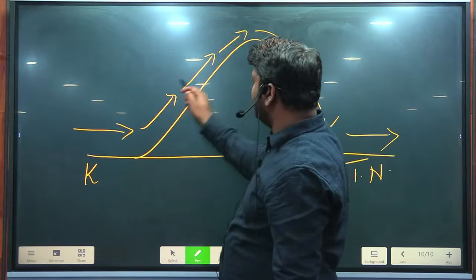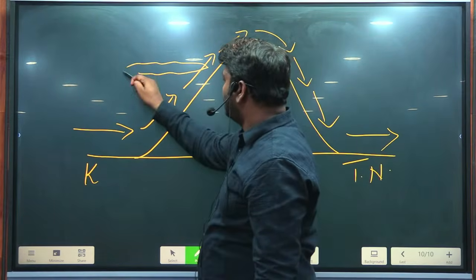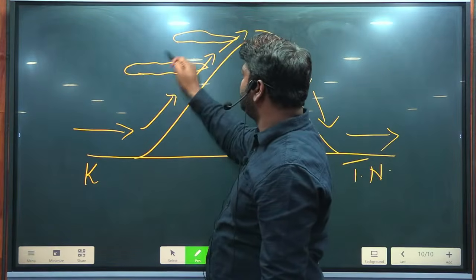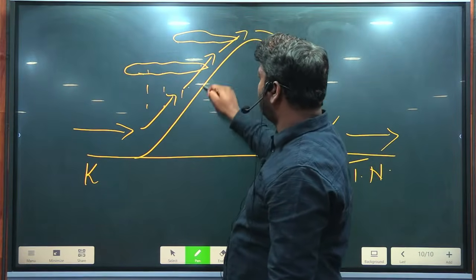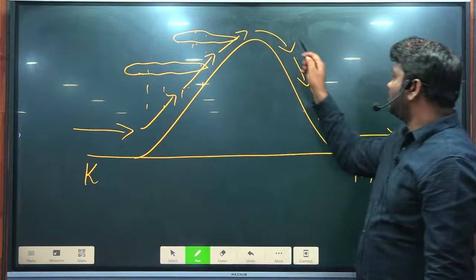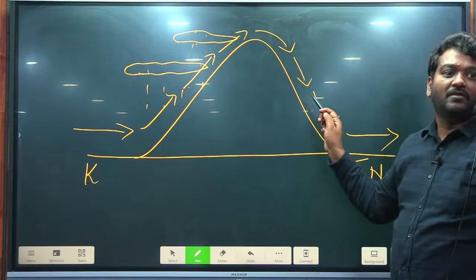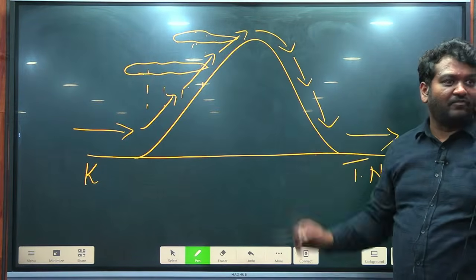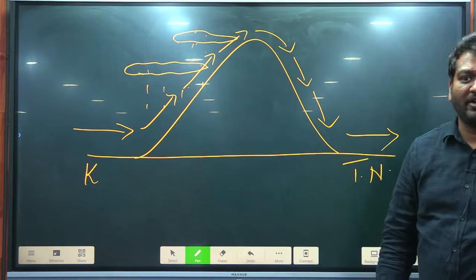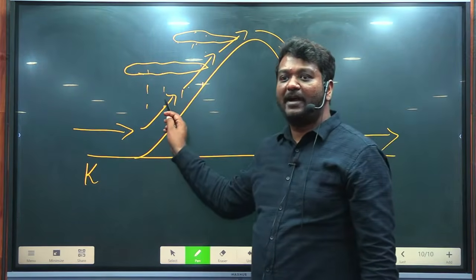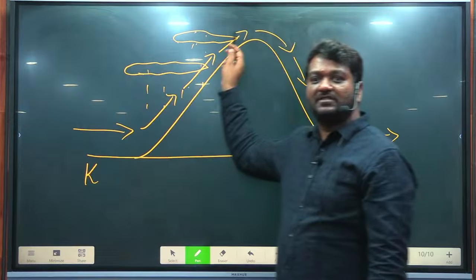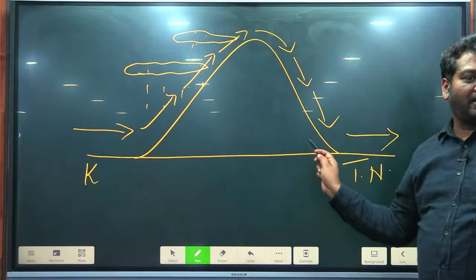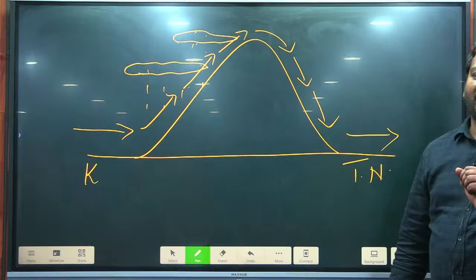Air is rising. Rising means what will form? Clouds will form and clouds will start giving rainfall, correct? What about this side guys? As it comes down, will you have rainfall or no rainfall? No rainfall. Can I call this adiabatic cooling? What is this called? Adiabatic heating. Tamil Nadu doesn't have rainfall.